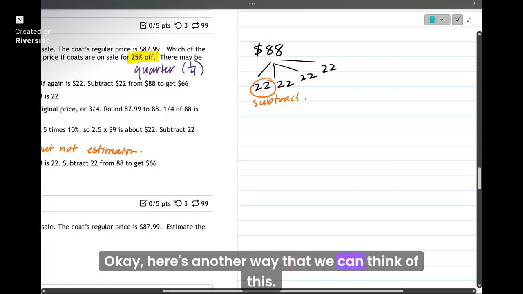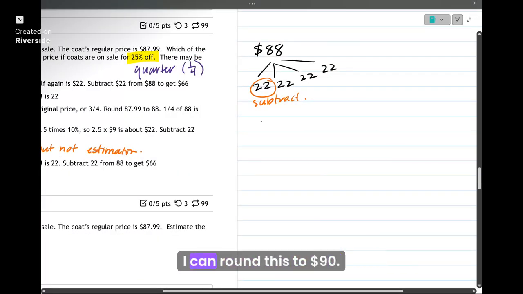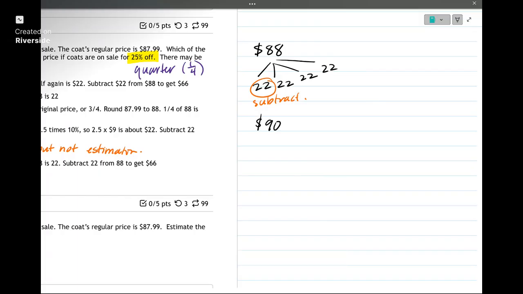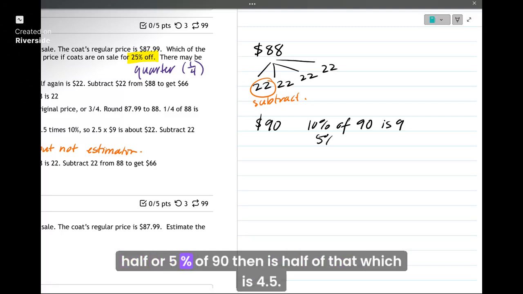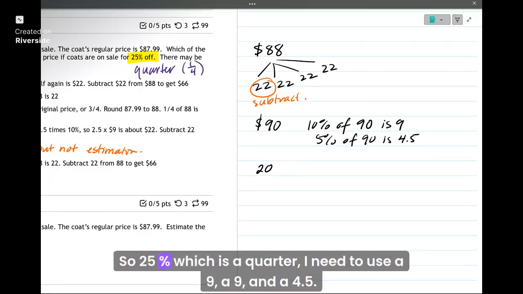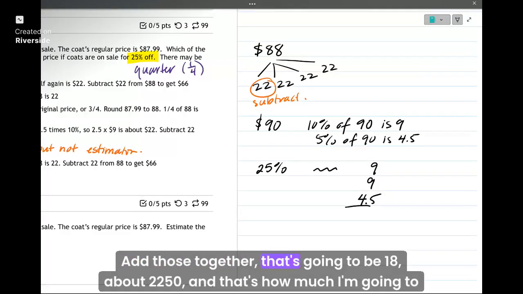Here's another way that we can think of this. I can round this to a nice number. I can round this to $90. 10% of 90 is 9. Half or 5% of 90 then is half of that, which is 4.5. So 25%, which is a quarter, I need to use a 9, a 9, and a 4.5. Add those together. That's going to be 18, about 22.50, and that's how much I'm going to subtract.